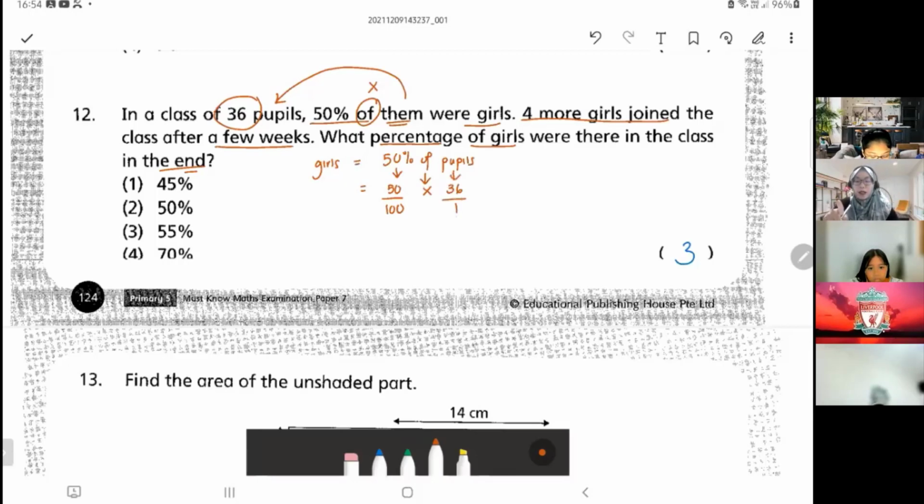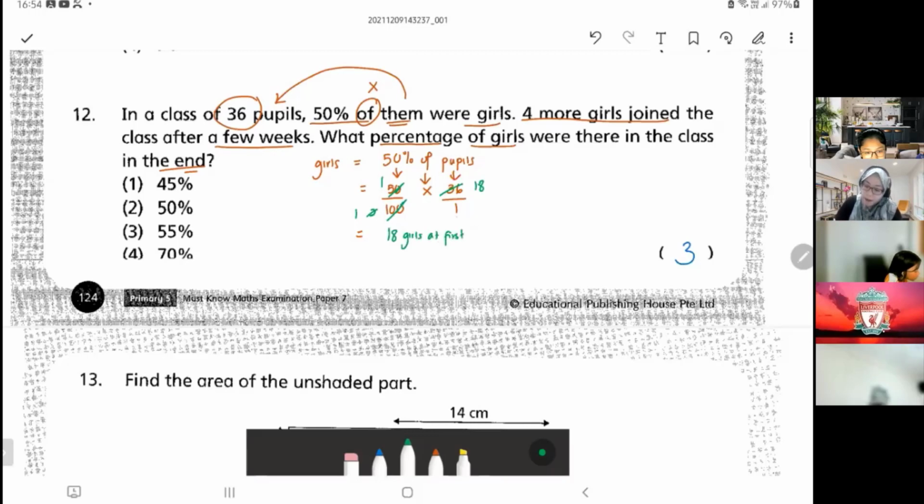This is Booklet A, Paper 1, no calculator. So what must you do? Try to simplify in simplest form first. This and this you can divide, right? Or you can straight away divide by 50. This is 1, this is 2, like that, faster, right? Then divide by 2, divide by 2, 18, like that. So you have 18 girls at first.